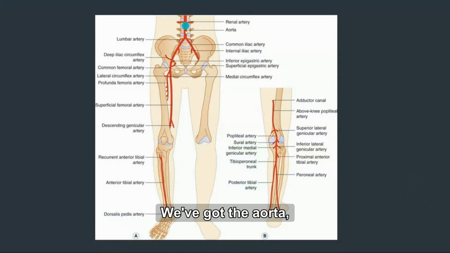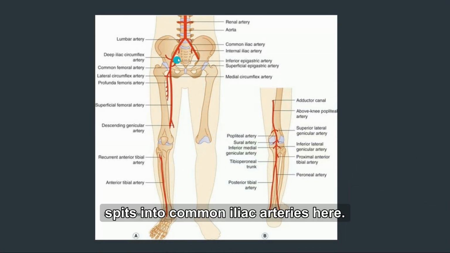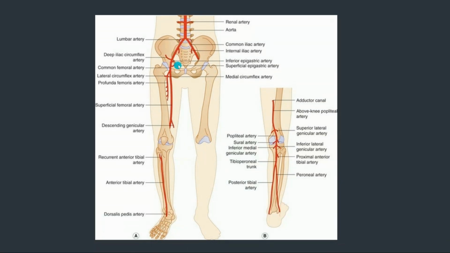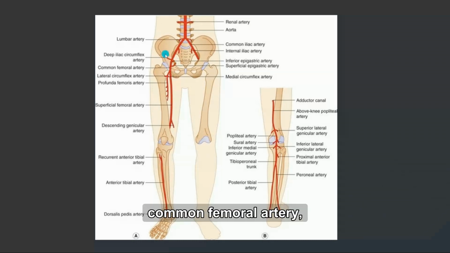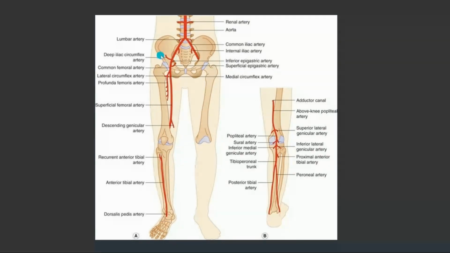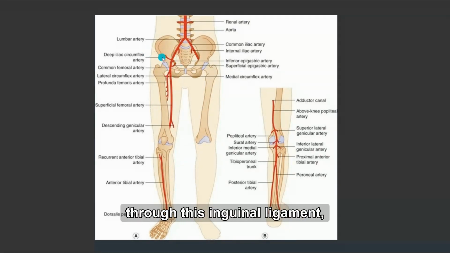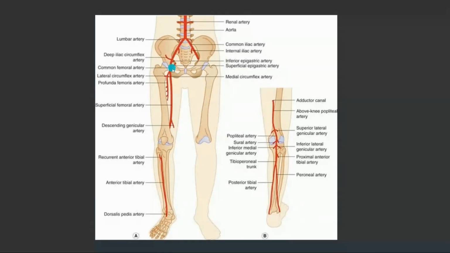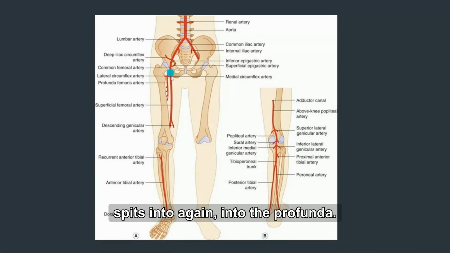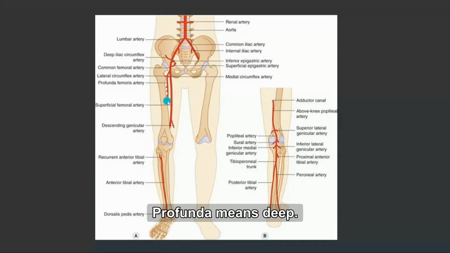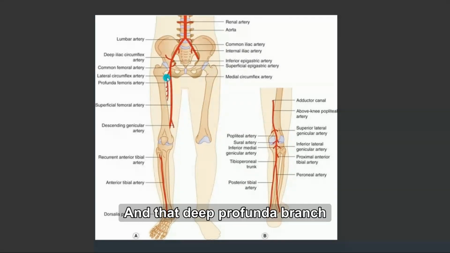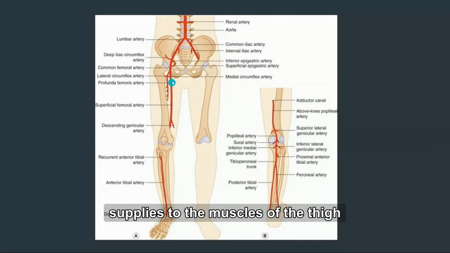We've got the aorta, which bifurcates at L4, splits into common iliac arteries here. They split into the external and internal iliac arteries. And then we have the common femoral artery, which is the same as the external artery, but it's just as it passes through the inguinal ligament, which runs from the ASIS to the pubic tubercle. And then we're coming down here, common femoral artery splits into the profunda. Profunda means deep. And that deep profunda branch supplies the muscles of the thigh.